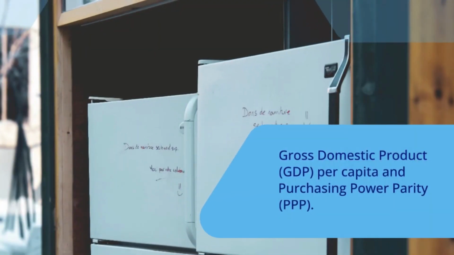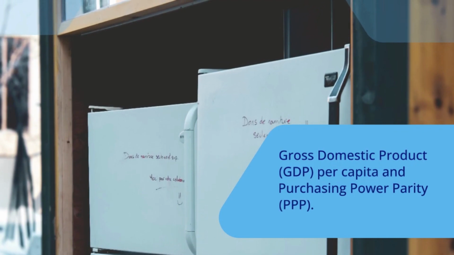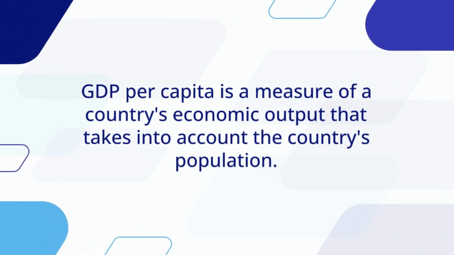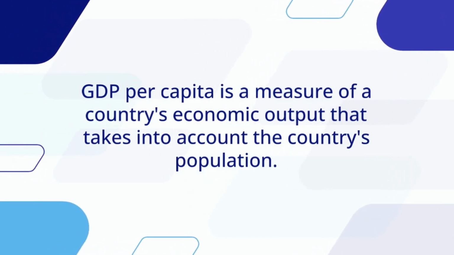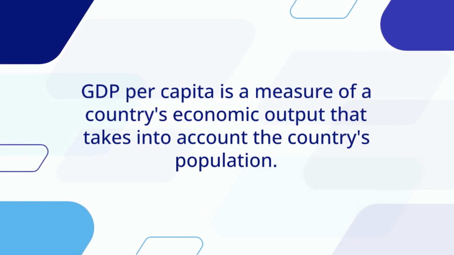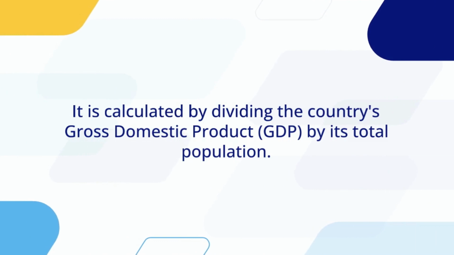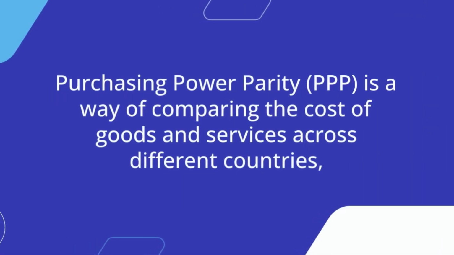Gross domestic product, GDP, per capita and purchasing power parity, PPP. GDP per capita is a measure of a country's economic output that takes into account the country's population. It is calculated by dividing the country's gross domestic product, GDP, by its total population.